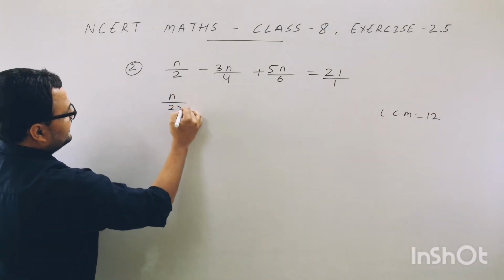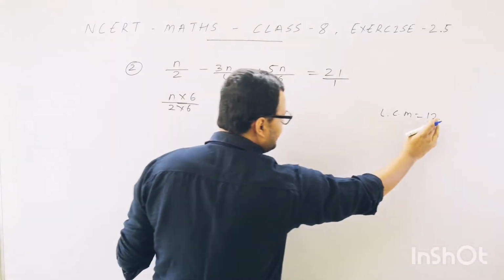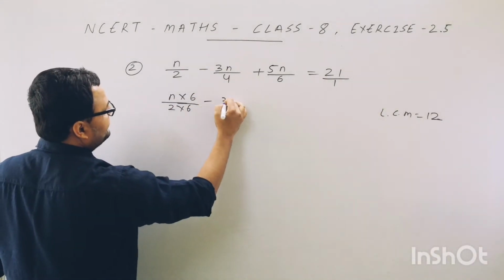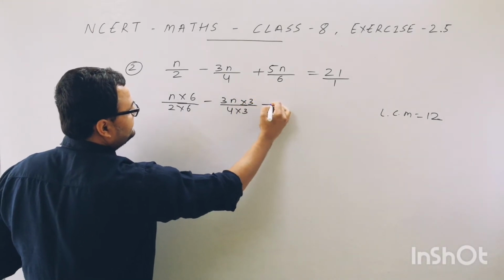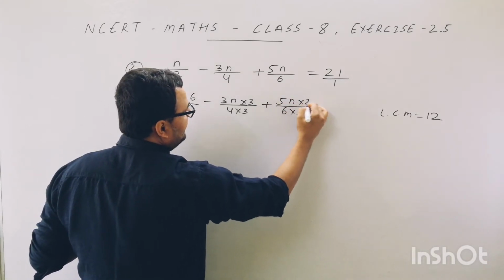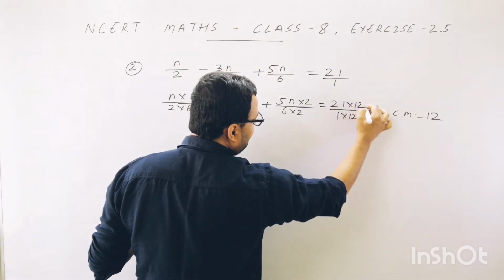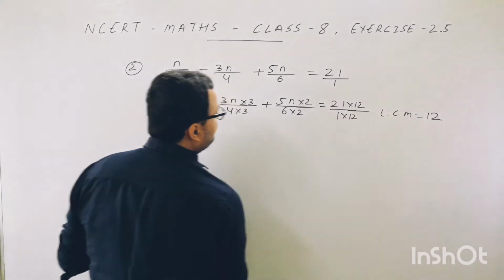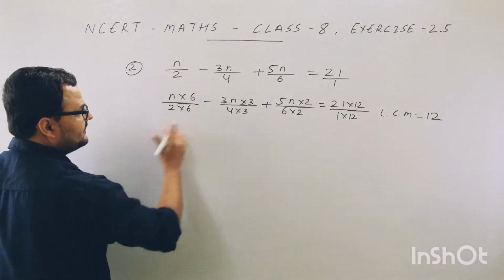So n by 2 into 6, into 6. Now how did I get 6? If you divide the LCM, 12, by 2, you'll get 6. In the same way, if you divide 12 by 4, you will get 3, and dividing by 6, you'll get 2. If you want to convert the 21 to denominator 12, you can also do that, and that will be easy. So 1 into 12 gives the LCM, and this also we have to multiply with 12. Because all the variables we had on the left hand side, we did it like this.